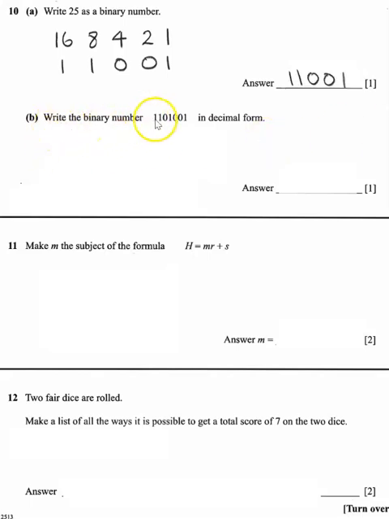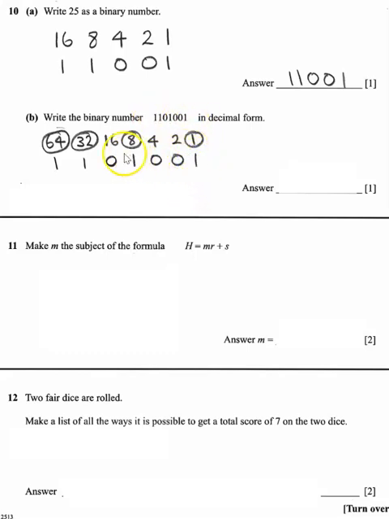Write the binary number 1101001 in decimal form. So the first thing we do is we start with these numbers just like question 10: we have 1, 2, 4, 8, 16, 32 and 64, and we have our binary number underneath here, so make sure it fits. So we've got 1, 2, 3, 4, 5, 6, 7 and 7 numbers up above.